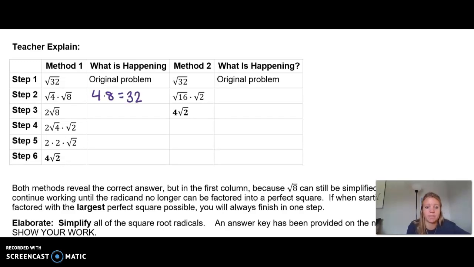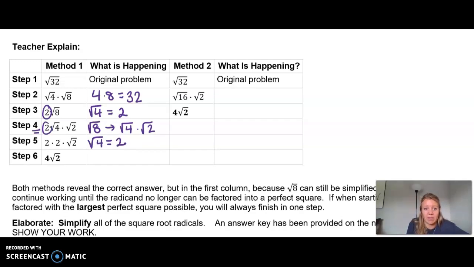Those are 2 factors. Then on step 3, it looks like they took the square root of 4, which is equal to 2. But at this point, we still have the square root of 8. So it looks like on step 4, they took the square root of 8 and broke it up into 4 times 2 again, because we can break that up again, 4 times 2. The reason is the square root of 4 is equal to 2.